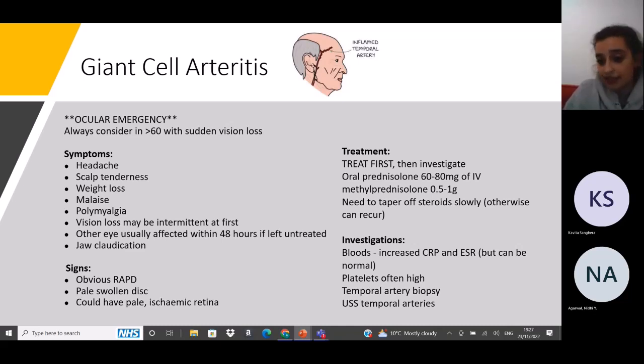In terms of the investigations, the raised ESR is something that we really heavily associate with GCA, but don't always rely on it because it's not always high. Platelets are often quite high. You can get the biopsy, but as I said, I wouldn't rely on it, and the ultrasound as well.